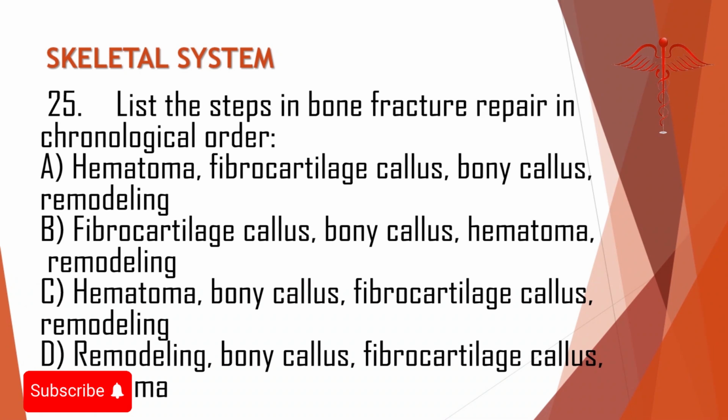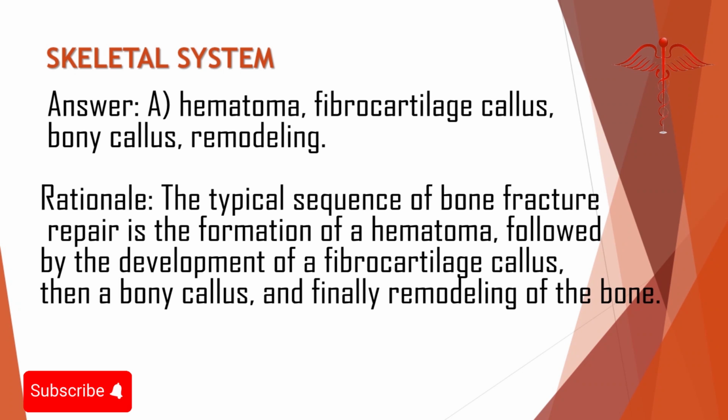25. List the steps in bone fracture repair in chronological order. A. Hematoma, fibrocartilage callus, bony callus, remodeling. B. Fibrocartilage callus, bony callus, hematoma, remodeling. C. Hematoma, bony callus, fibrocartilage callus, remodeling. D. Remodeling, bony callus, fibrocartilage callus, hematoma. Answer: A. Rationale: the typical sequence of bone fracture repair is the formation of a hematoma, followed by the development of a fibrocartilage callus, then a bony callus, and finally remodeling of the bone.